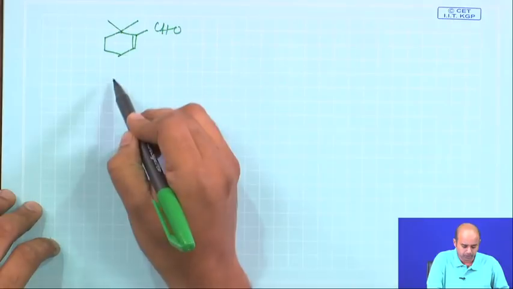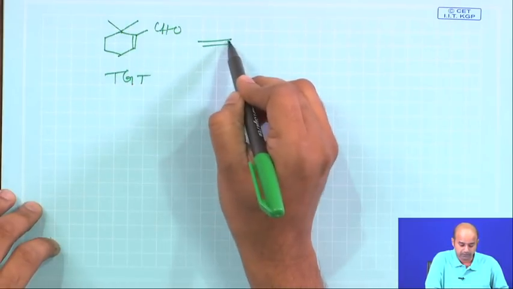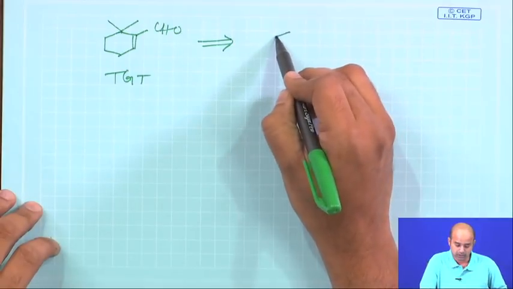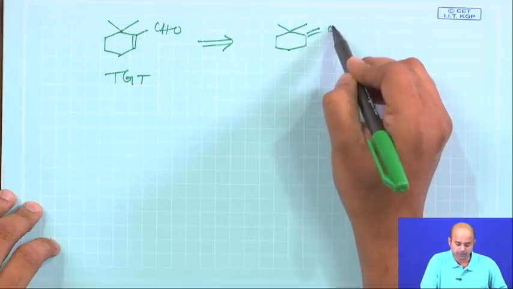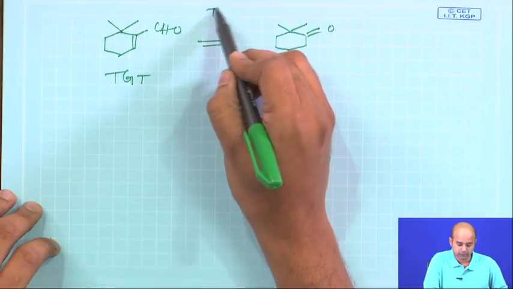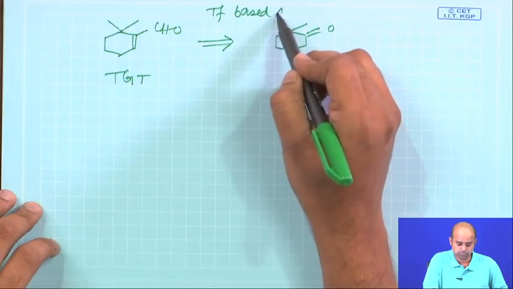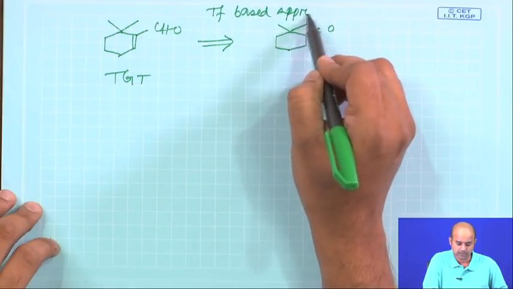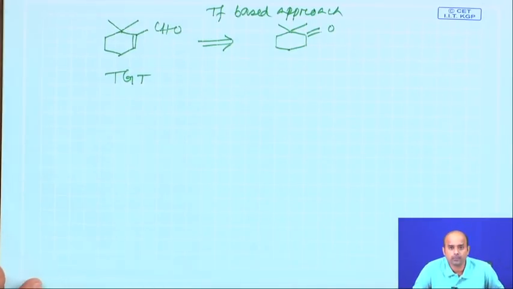I said the target molecule is something like this. The starting material was available to you, I have given the starting material, and I said this is a single transformation based approach. It is a transformation based approach. It is a one step reaction. So, normally a one step reaction. Now, until and unless you are quite familiar with this transformation, it is difficult.